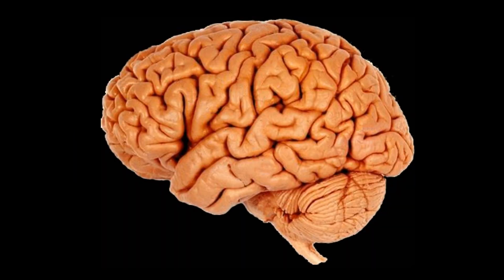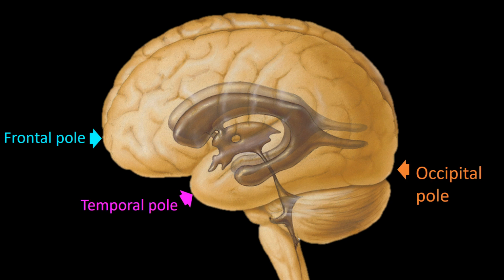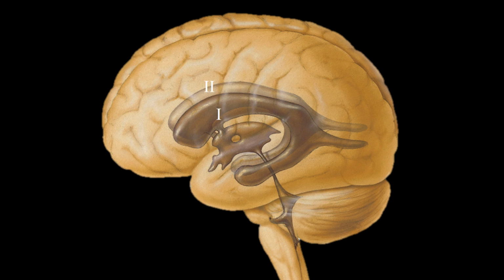Here you see a lateral view of the brain. This is a transparent representation of the brain and the cerebrospinal fluid field. You can see the frontal, temporal, and occipital poles. This is ventricle number 1, ventricle number 2, ventricle number 3, and ventricle number 4.